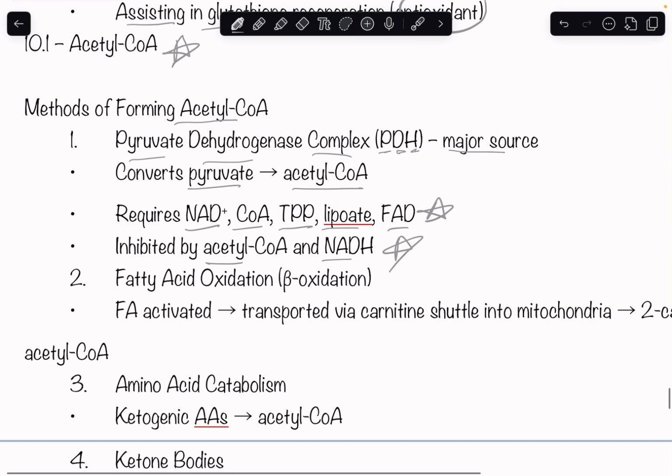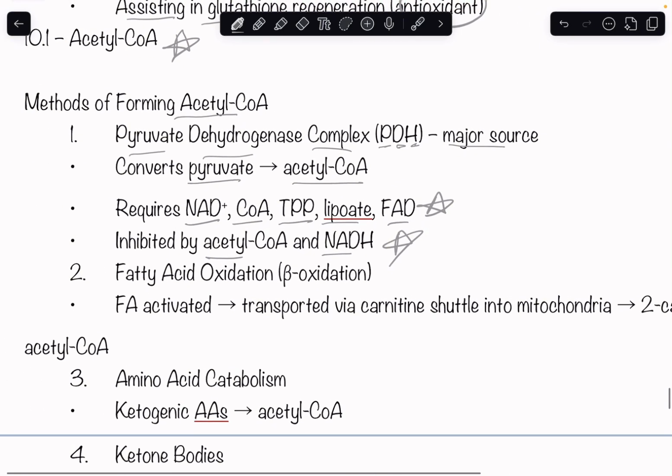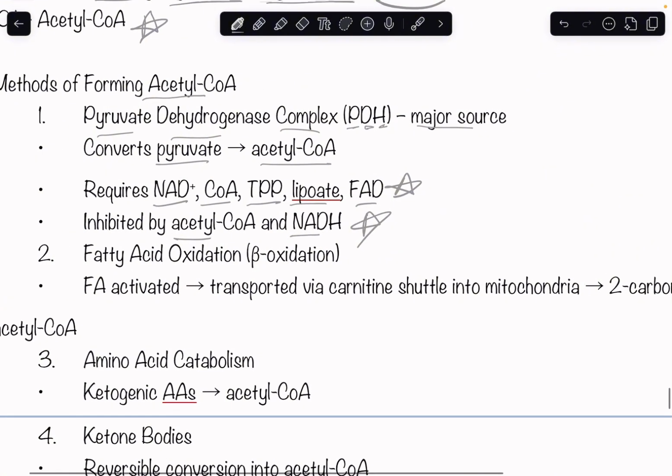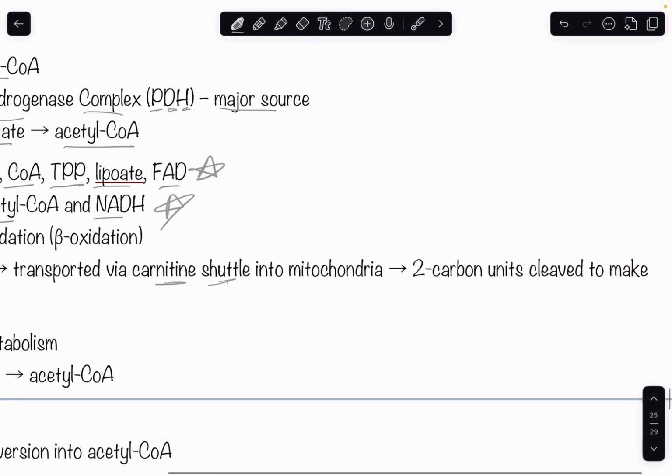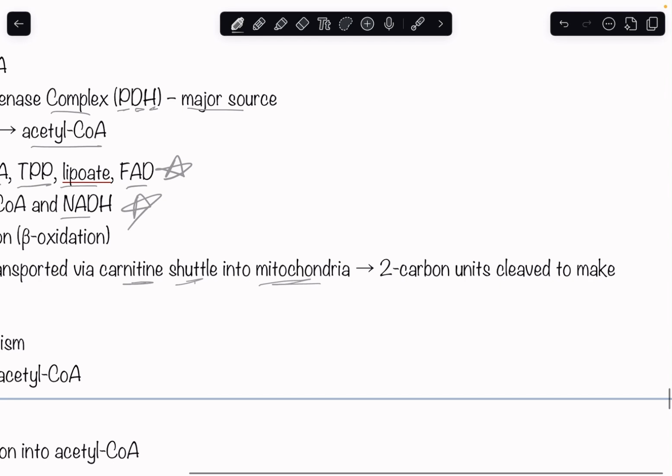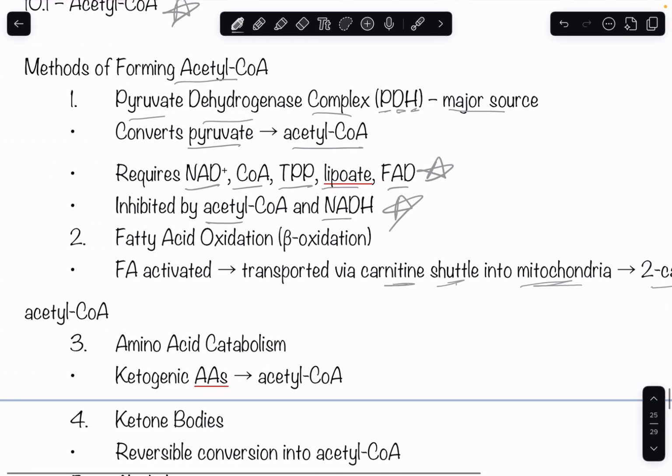Another method of forming acetyl-CoA is by beta oxidation. What happens is your fatty acids are transported through something called the carnitine shuttle. Now, it's transported into your mitochondria. When this happens, two-carbon units will be cleaved, meaning cut off, and it's going to go ahead and make acetyl-CoA.